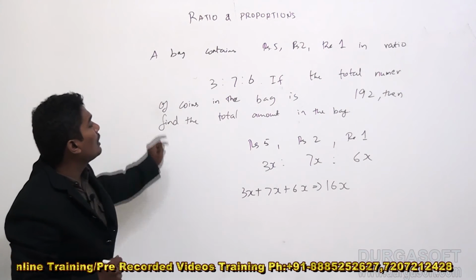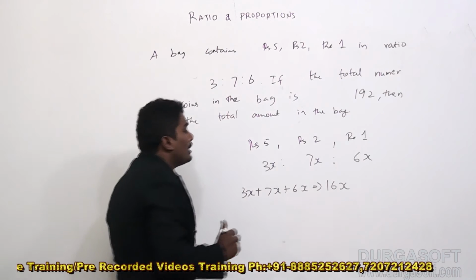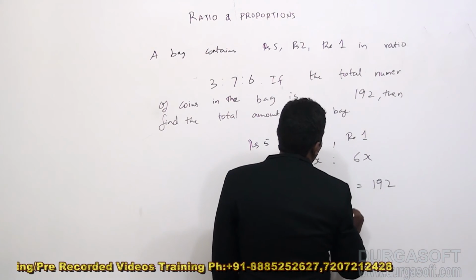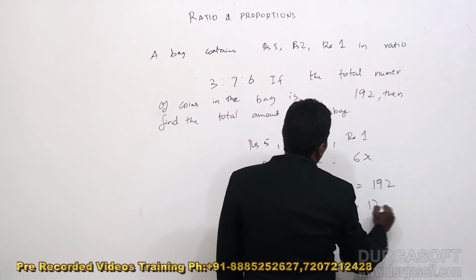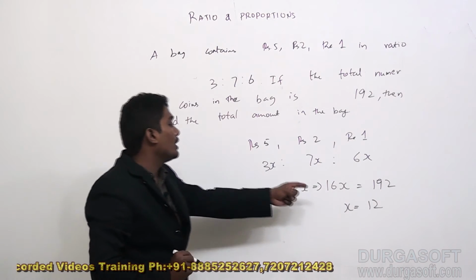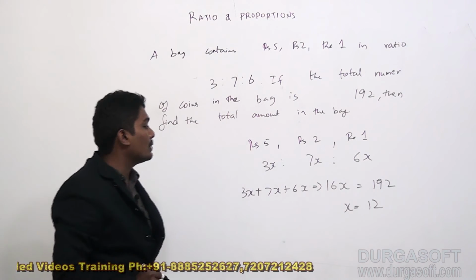They gave that the total number of coins in the bag is 192. So 16x is nothing but 192. So I will get the value of x as 12. So 192 divided by 16, which is 12.